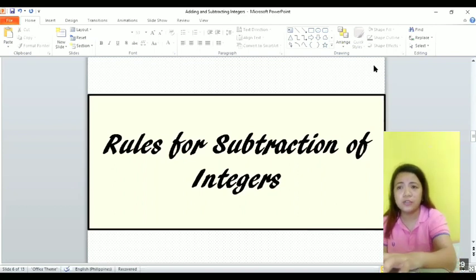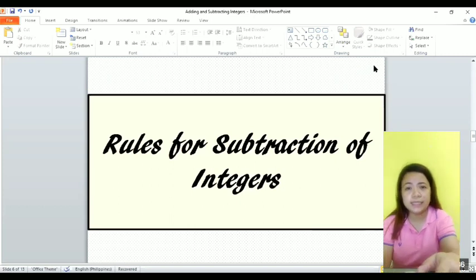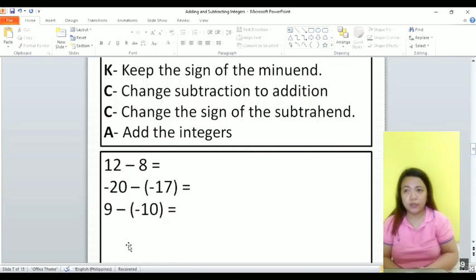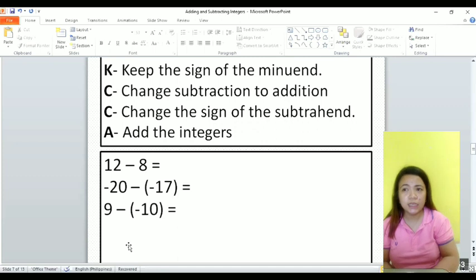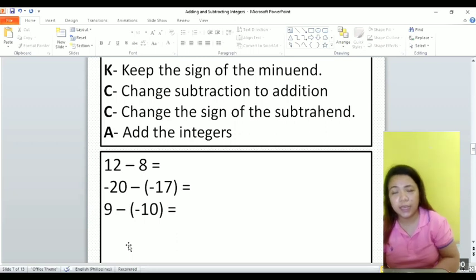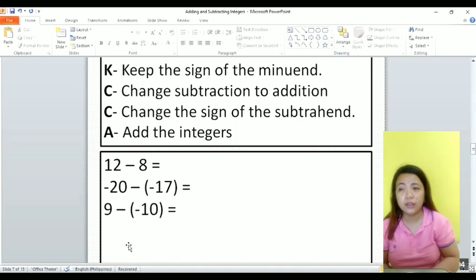The rules for subtraction of integers have 4 steps. So we're going to follow the KCCA rule. First, K, keep the sign of the minuend. C, change subtraction to addition. Next, C, change the sign of the subtrahend, and then A is for add the integers, or we're going to follow the rules on how we add integers from earlier. So let's have this example.